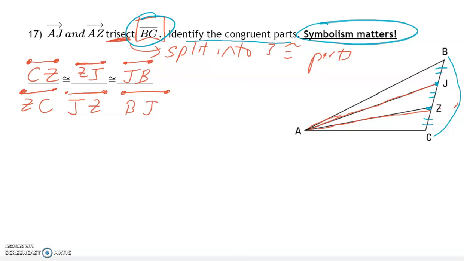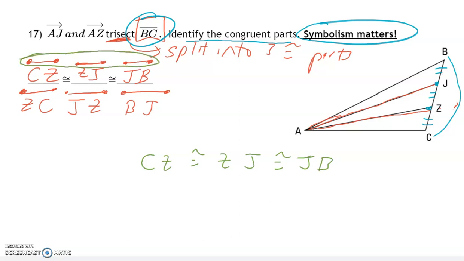What won't be accepted on a quiz or a test is if you just do this. I can't tell if that's a line or a ray or a segment, so please make sure to have the correct symbolism. This will not be accepted. Again, symbolism matters. All right, guys, hope this was helpful.